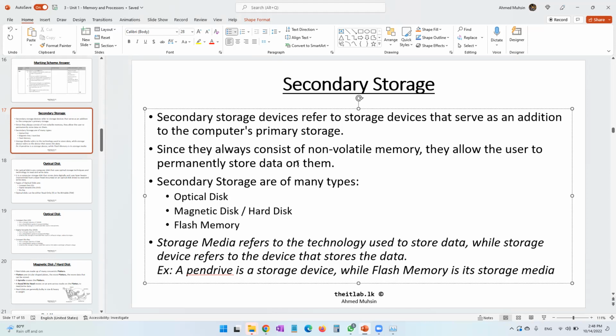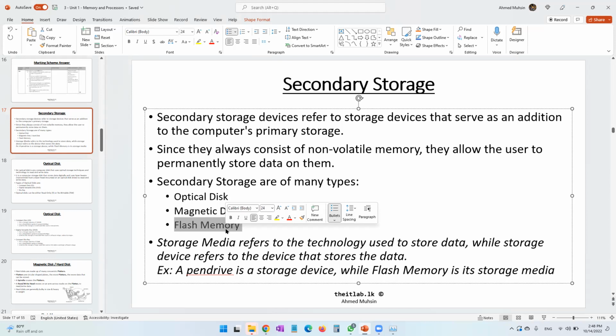Secondary storage are of many types. You have optical disk, you have magnetic disk or hard disk, and you have flash memory. There are many types, but I have listed only 3 over here, because these 3 are what's being used in today's world.